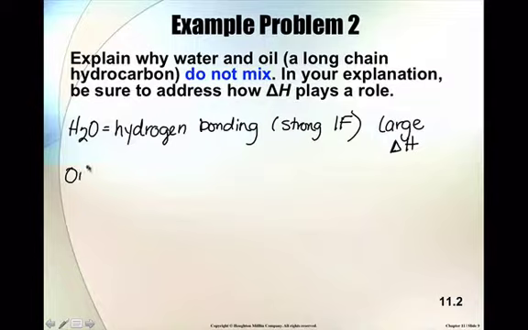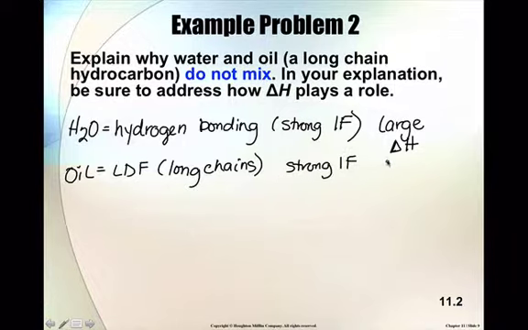The same thing is going to be true for oil. Oil has London dispersion forces, but oil has very long chains. So remember when we said that the longer or bigger your molecule is, the greater the London dispersion forces matter? Well, in oil, they play a really big factor, and they're actually pretty strong. So again, because we're dealing with strong intermolecular forces, we're going to have another large delta H value. So we'll call this delta H1, delta H2. It doesn't matter, you can switch them.